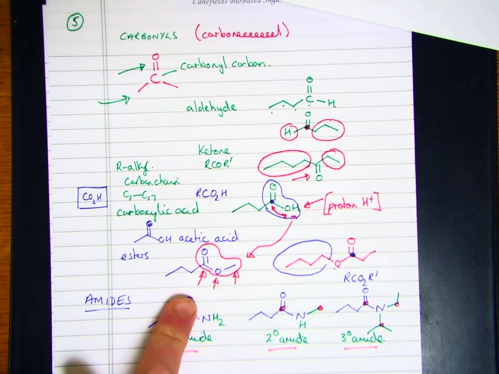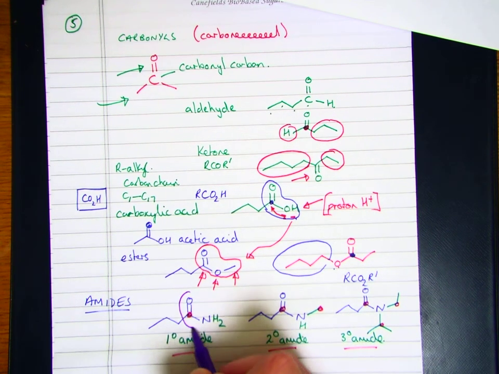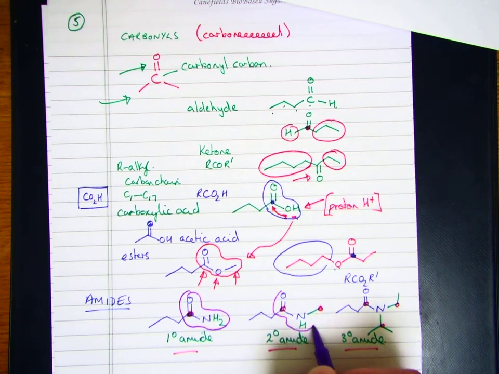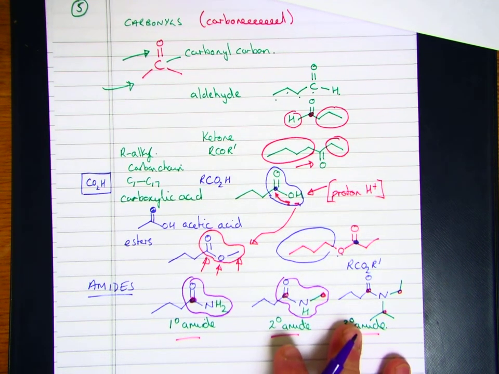But again, it is not an amine with a ketone, but encompassing the fact that both the carbonyl and the nitrogen are attached, like so. They're attached to the same carbon center, which makes them amides. So we have primary, secondary, and tertiary amides. So don't get these confused with amines. That's important.